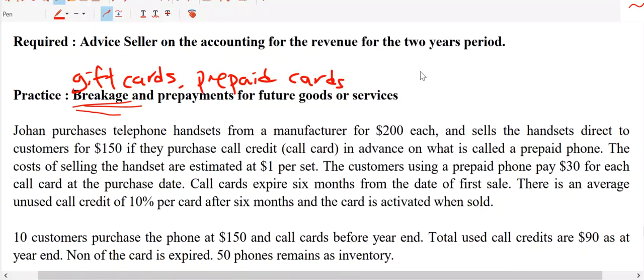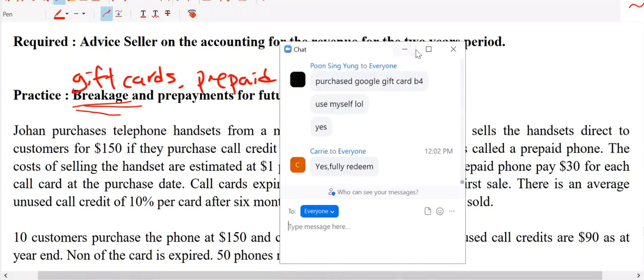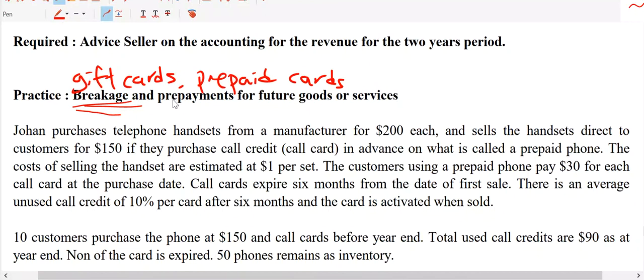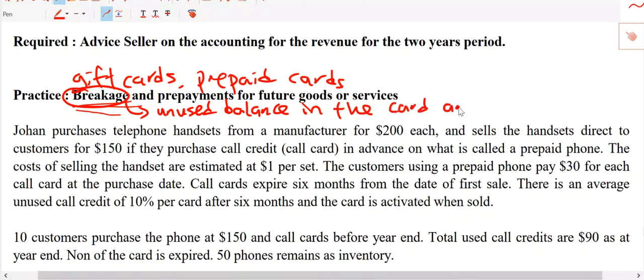Alright. Now, if you didn't use the card, or like my case, didn't finish using the balance, right? Okay, so if fully redeemed, very good. But my one, I didn't fully redeem it. So we have a term, breakage, if you didn't fully redeem it. Breakage means unused balance in the gift card or prepaid card that is left and expired. That is called breakage, at least for accounting.